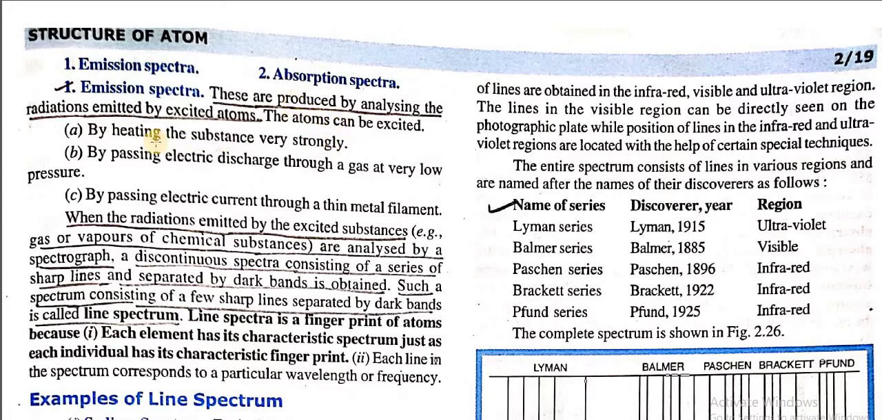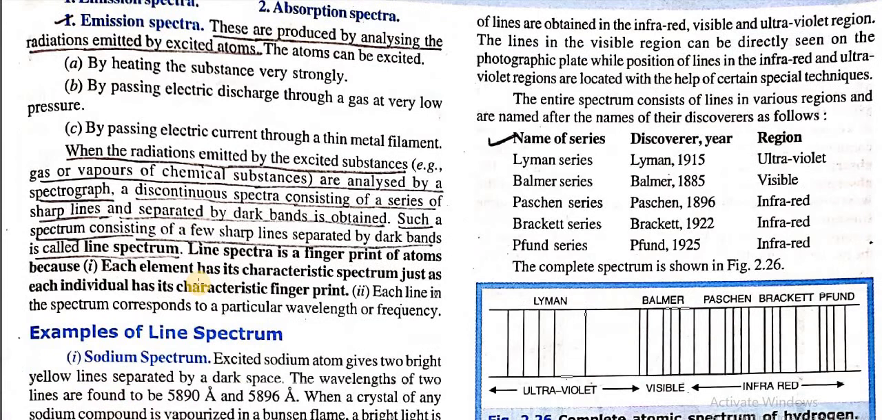And these atoms can be excited either by heating the substance very strongly, or by passing electric discharge through a gas at a very low pressure, or by passing electric current through a thin metal filament. When the radiations emitted by excited substances, gas or vapors or chemical substances, are analyzed by a spectrograph, a discontinuous spectrum consisting of a series of sharp lines separated by dark bands is obtained. Such a spectrum is called line spectrum.